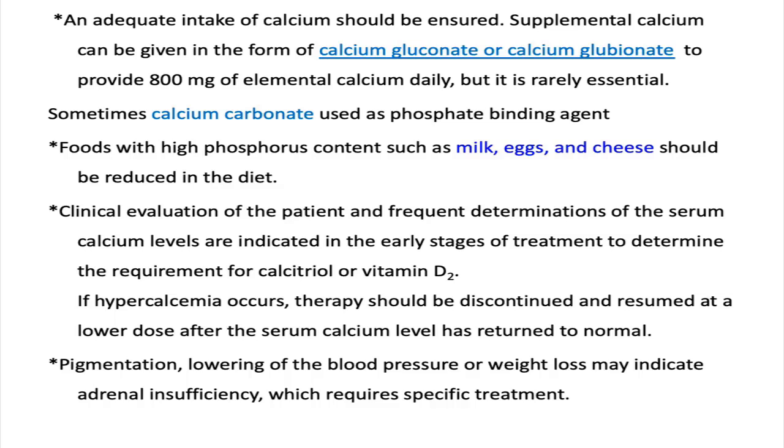If hypercalcemia occurs, therapy should be discontinued and resumed at a lower dose after the serum calcium level has returned to normal, and this is essential to avoid the side effects of hypercalcemia. When the patient develops skin pigmentation with lowering of blood pressure or weight loss, this may indicate adrenal insufficiency, which may require specific treatment. This could be a part of polyglandular syndrome type 1 and should be kept in mind when treating a patient with hypoparathyroidism during follow-up.